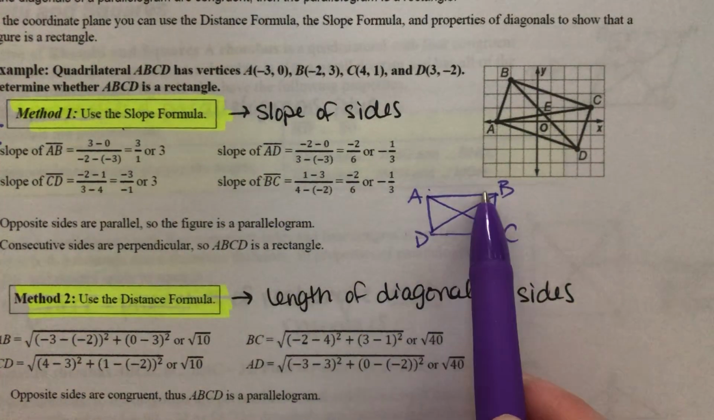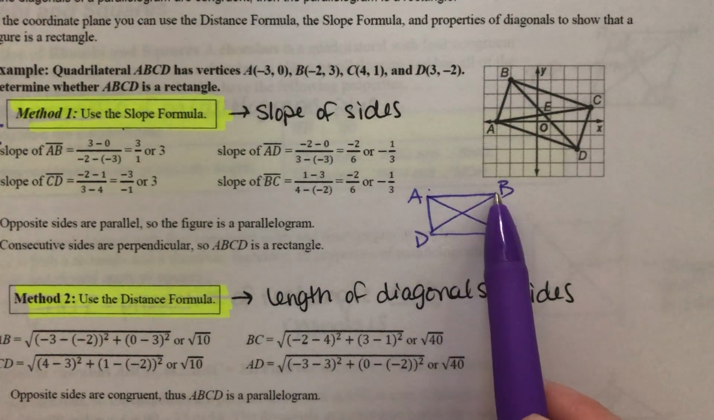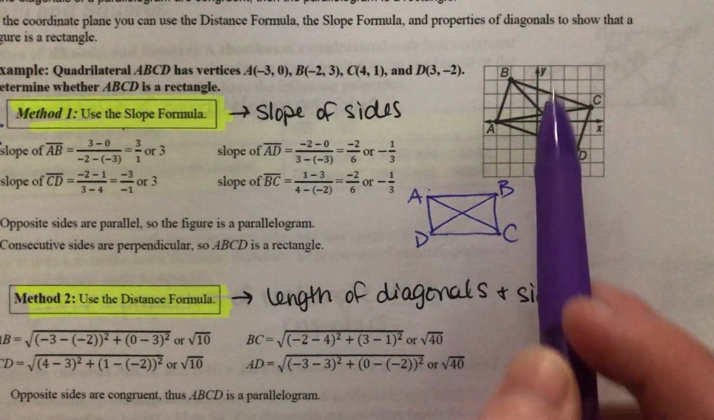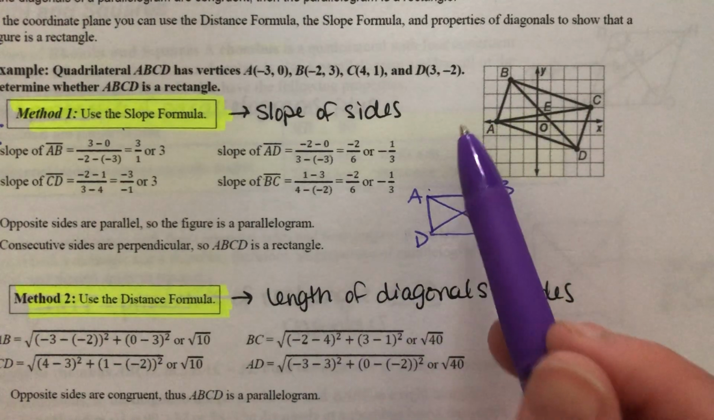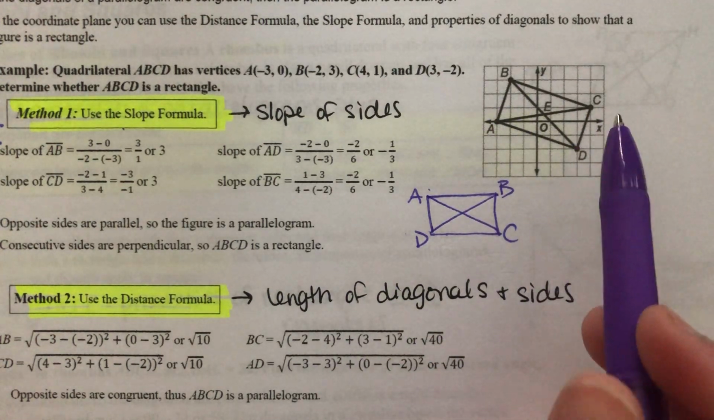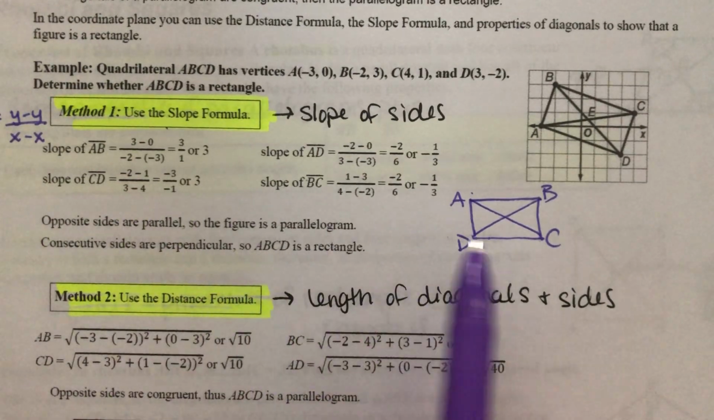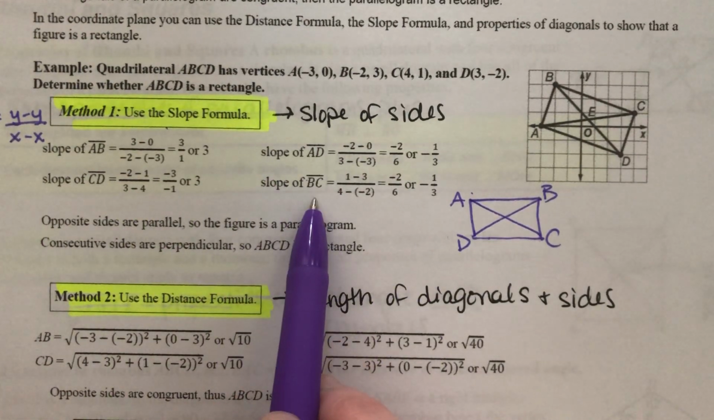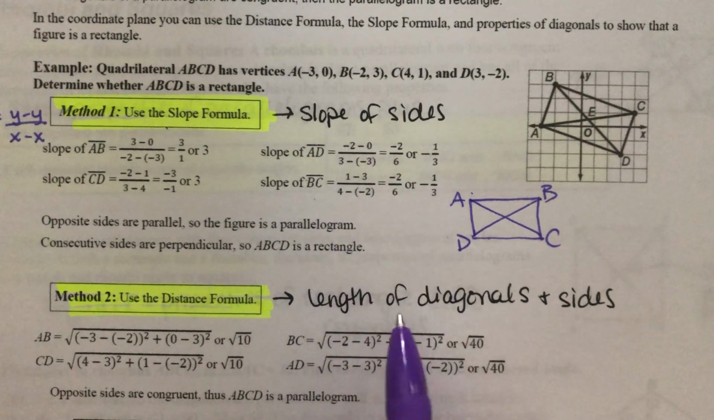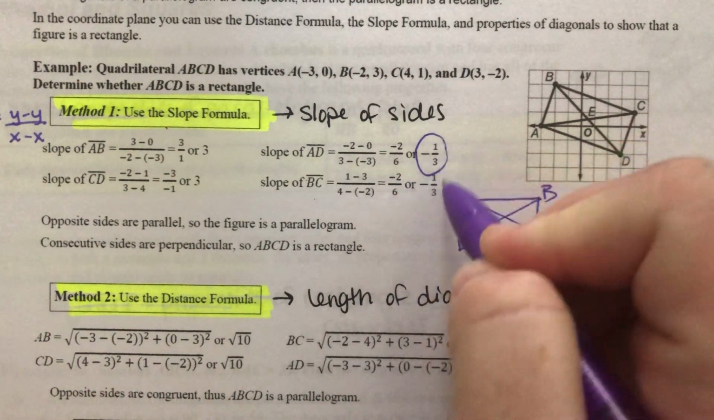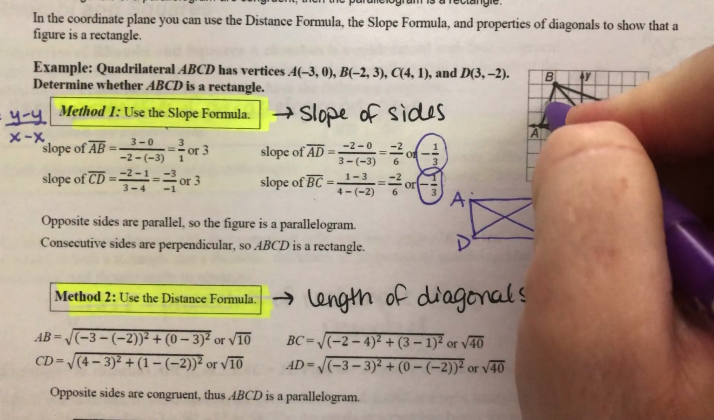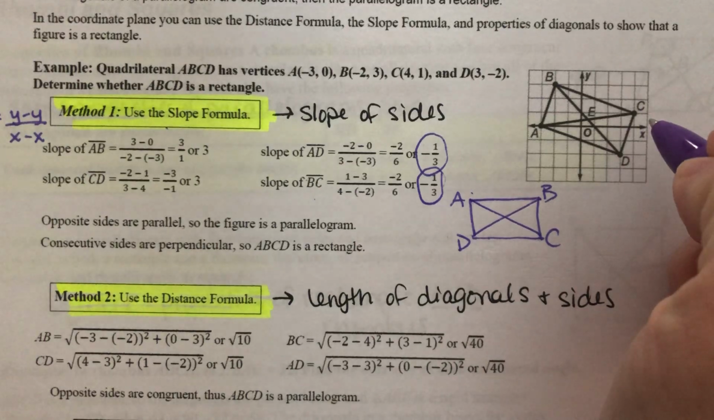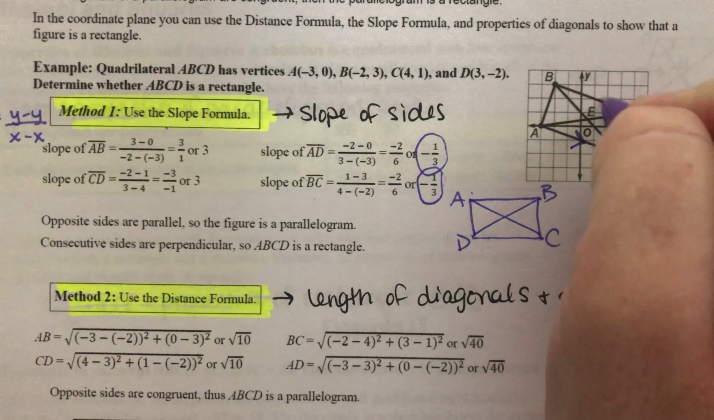But we want to compare opposite sides, right? So AB is opposite of DC here. DC is opposite of AB. So we want to make sure they have the same slope. So we want to find the slope of line AD and the slope of line DC. Am I saying that right? Yes. So we find the slope of both, and here they're both negative 1/3, which means they're parallel. They have the same slope. So I know this guy, where's AD? This guy is parallel to this guy.